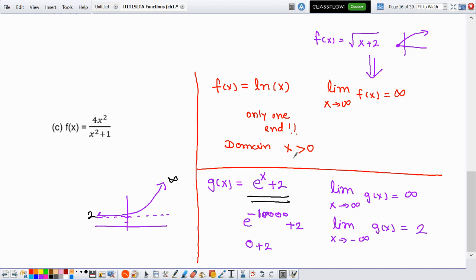So make sure you understand the end behavior of every function. This is a very important concept. You have to visualize where the graph is heading in each direction.